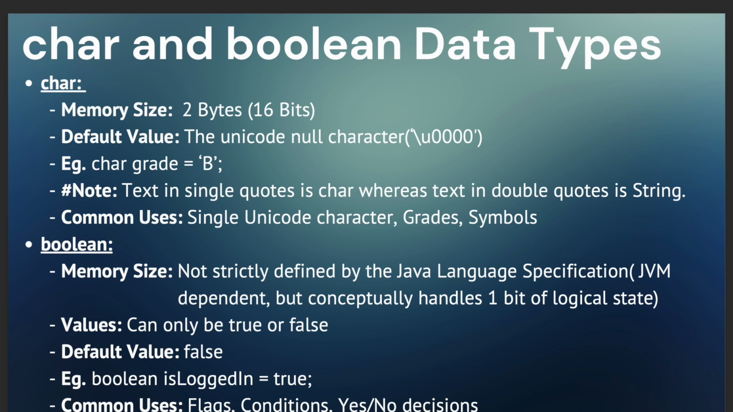You will use boolean everywhere in Java. For example, checking passwords, verifying login status, determining whether a student passed an exam, checking if a file exists, validating user input, and making decisions using if statements. Whenever your program needs to answer a yes or no question, boolean is usually the right choice.